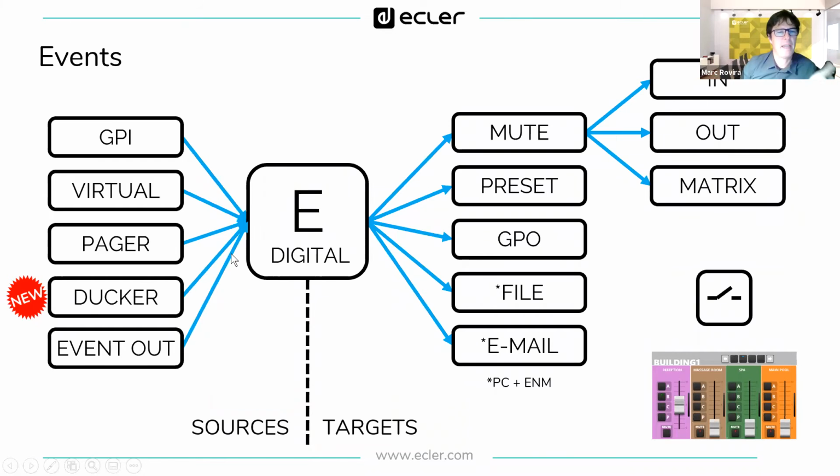And what can we make with a digital event? Basically, we can decide to mute an input, an output, or some crosspoint in the matrix. We can decide to recall a preset. We can decide to activate a GPO, okay? And that's for the matrices that have GPO. Remember, MIMO 88 and 4040 CDN, 7272.